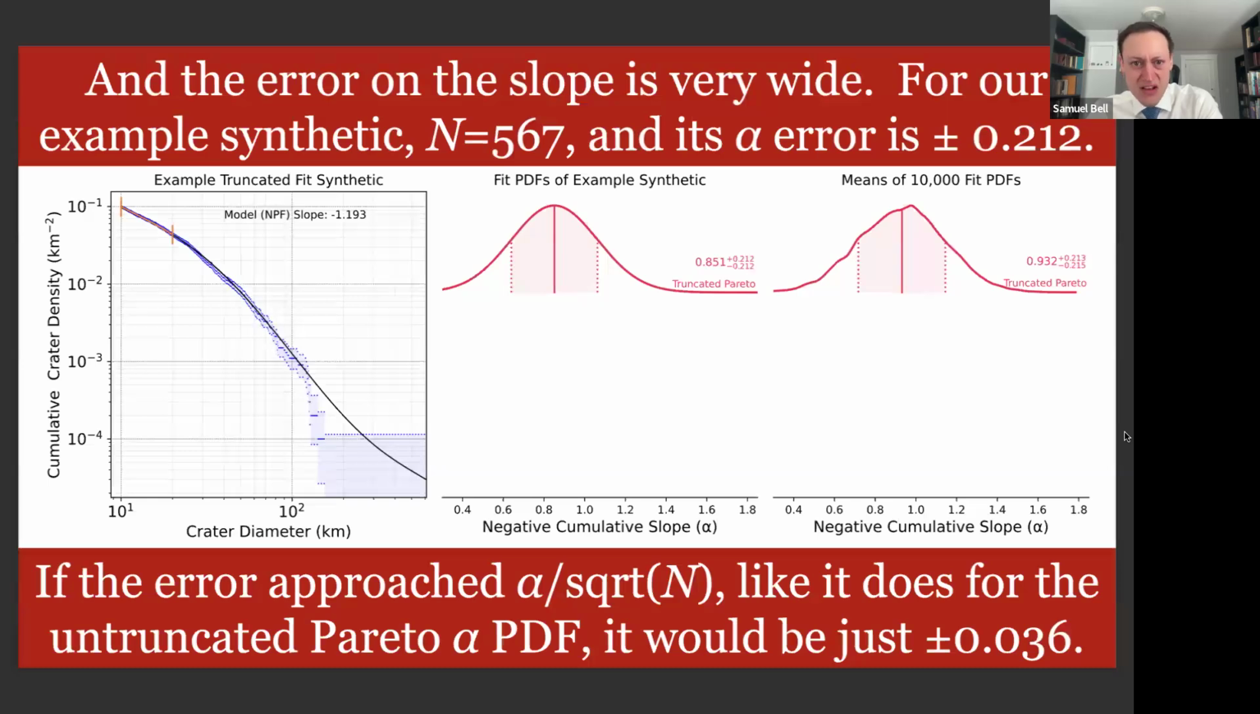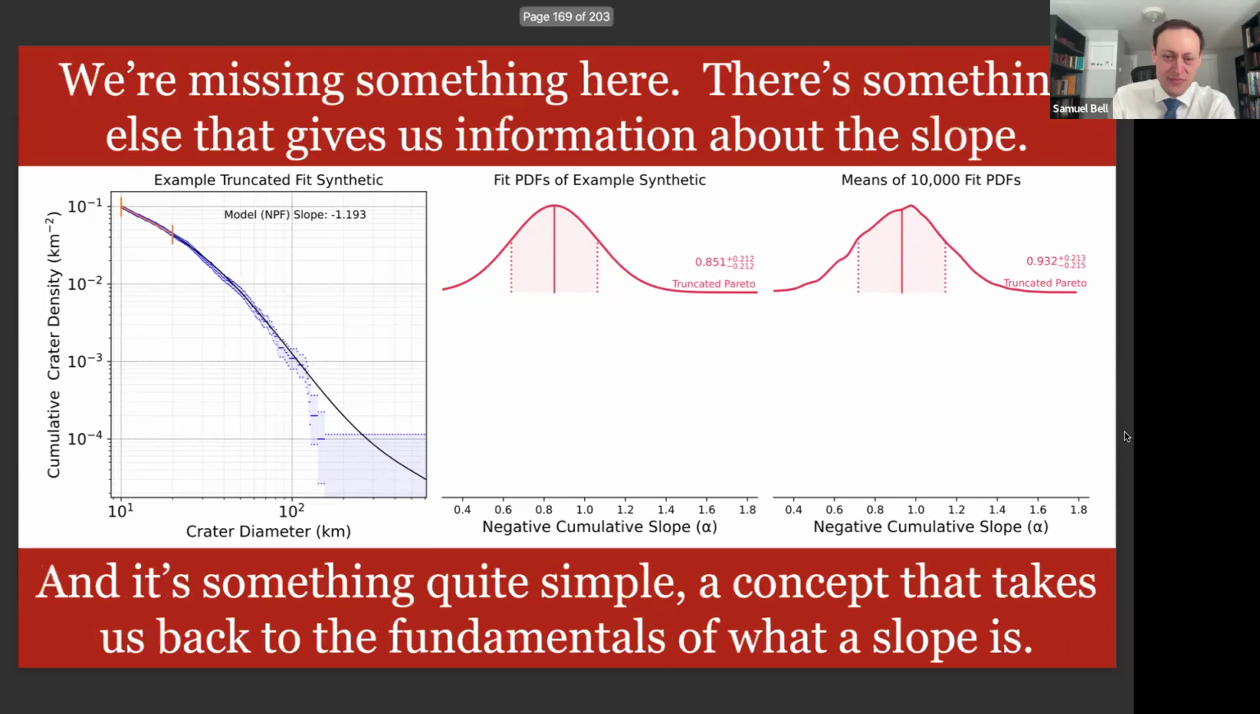For our example synthetic, with an N of 567, its alpha error is plus or minus 0.212. And if the error approached alpha over square root of n, like it does for the untruncated Pareto alpha PDF, it would be just plus or minus 0.036. It's a huge error. And we're missing something here. There is something else that gives us information about the slope. And it's something quite simple.